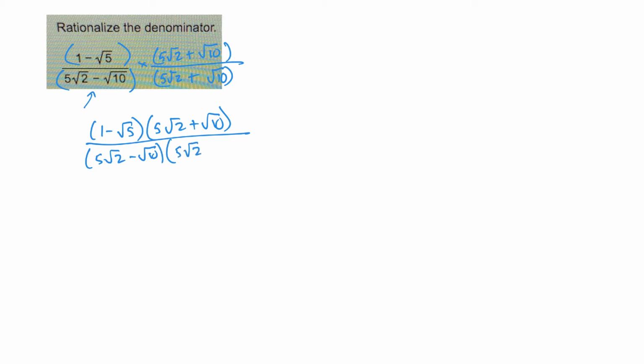5 root 2 plus root 10. Okay, so let's do the top one. I'll do color code. 1 times 5 root 2 would be 5 root 2. 1 times root 10 would be a plus root 10. What color am I on now? Blue. Minus root 5 times 5 root 2. Okay, minus 5. And root 5 times root 2 is root 10.